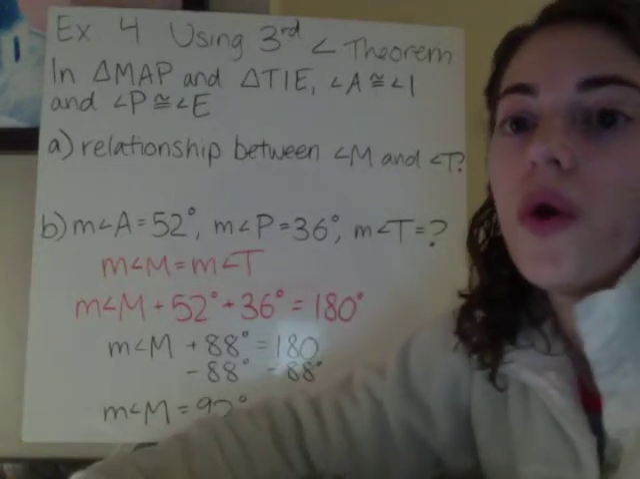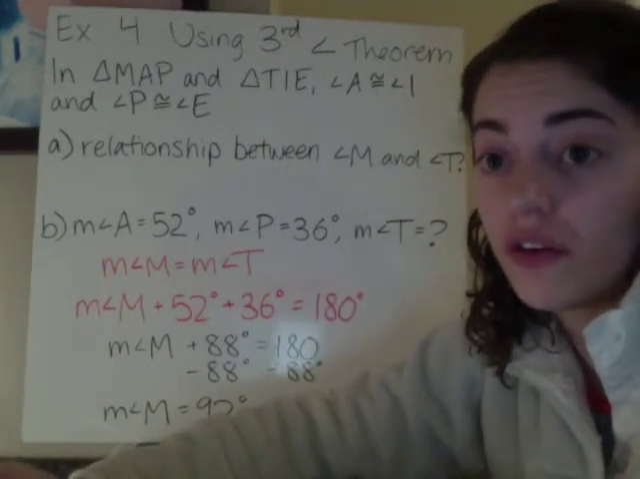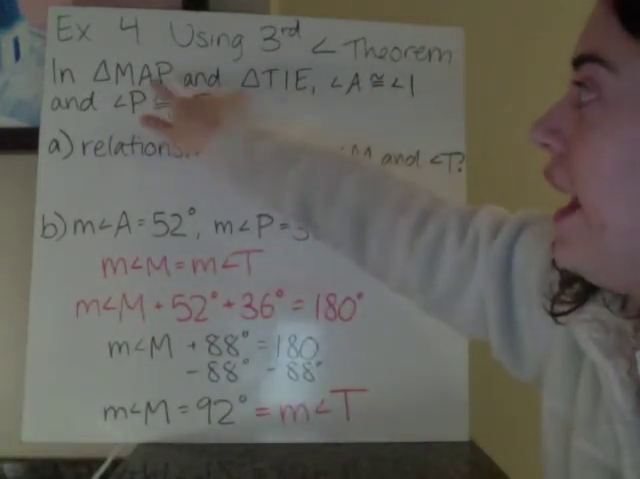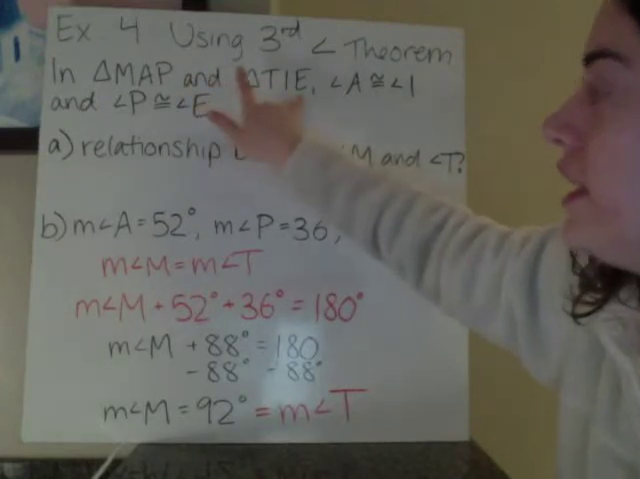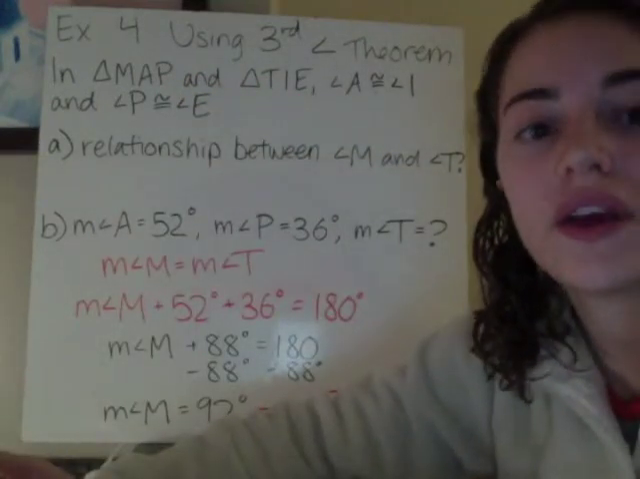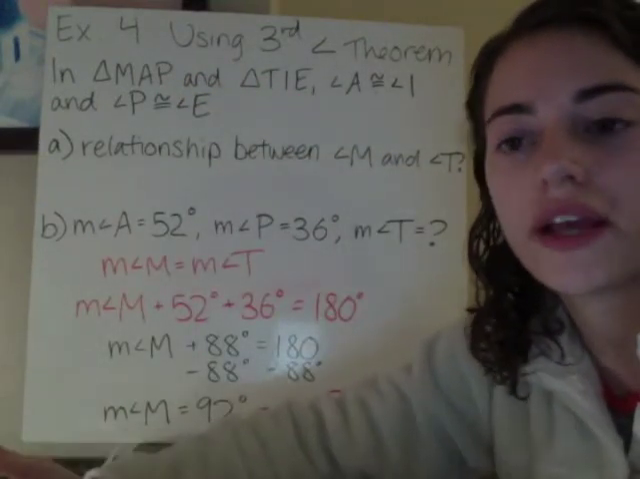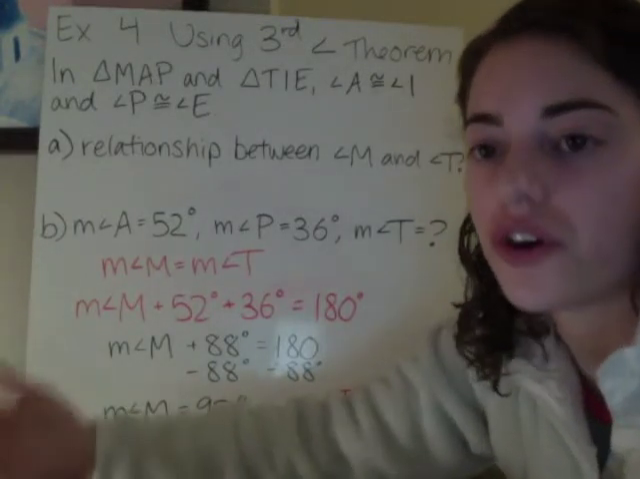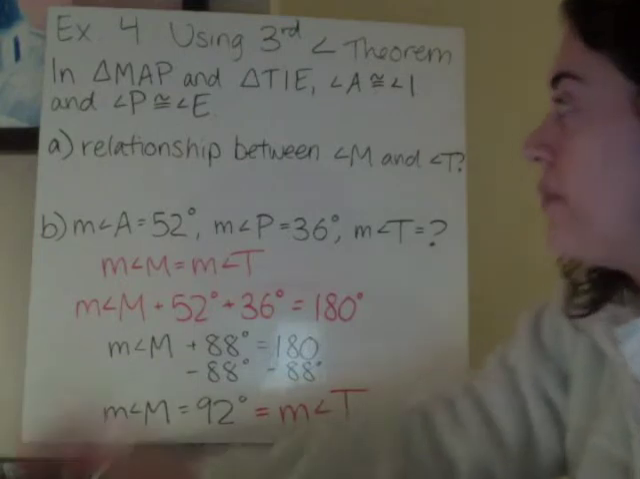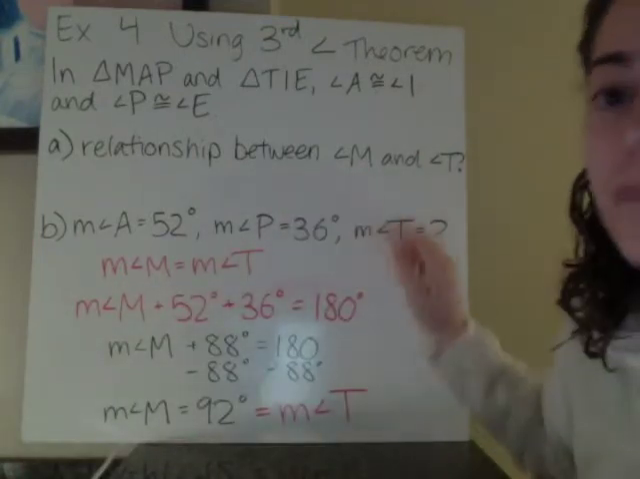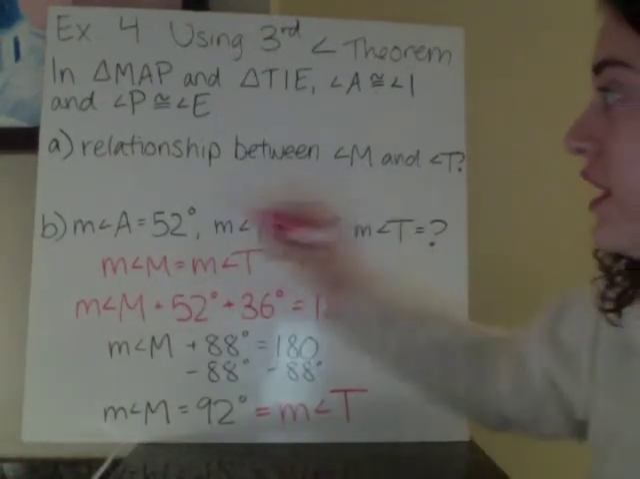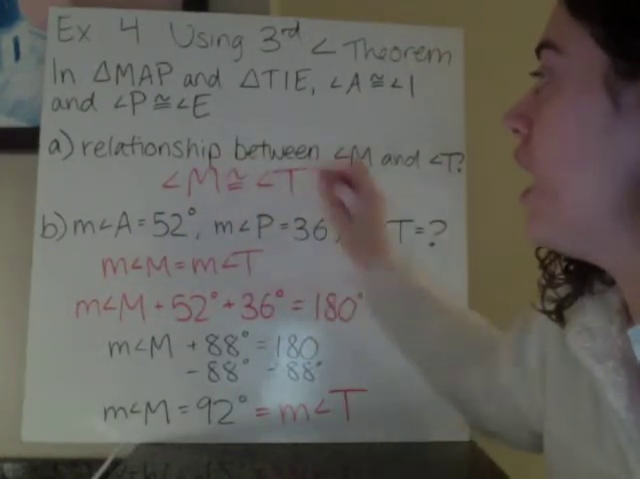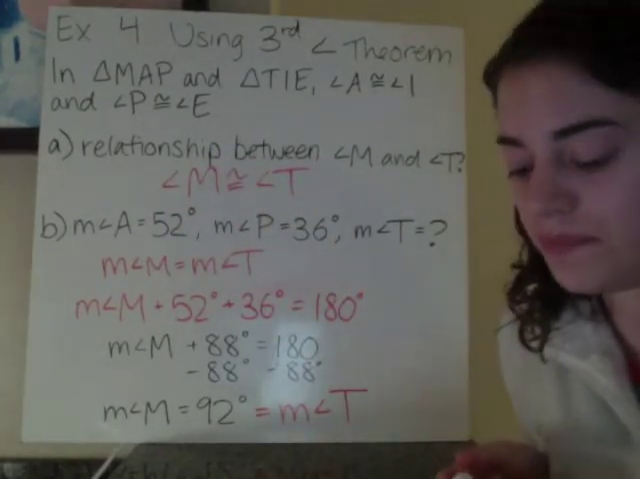So, we know that by the third angle theorem, if two of those angles are congruent, A and I are congruent and P and E are congruent, so if two angles of one triangle are congruent to two angles of another triangle, then those third angles must be congruent. So that means that angle M must be congruent to angle T. Angle M must be congruent to angle T, again, by the third angle theorem.